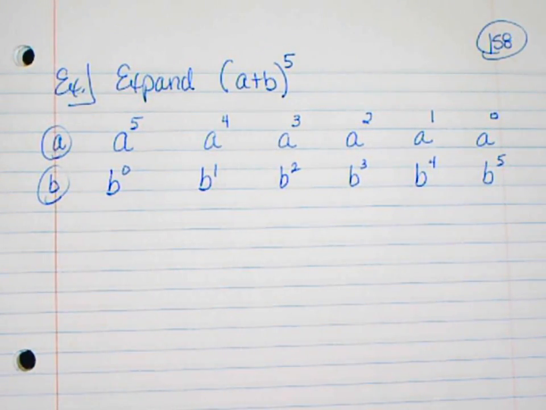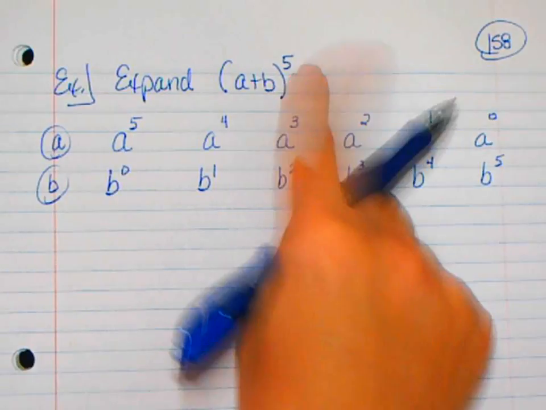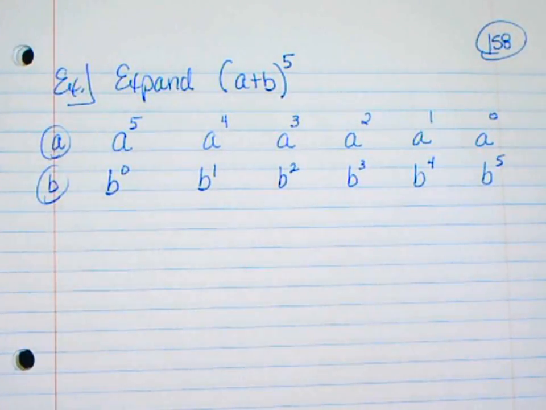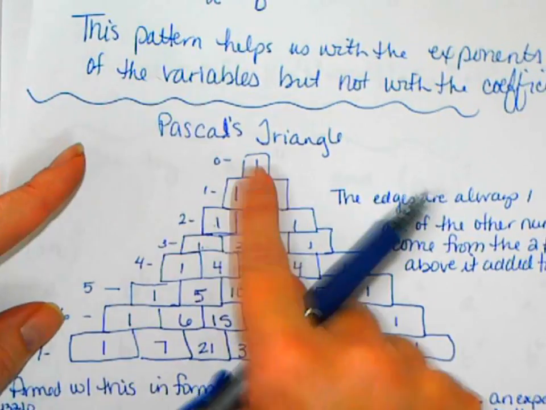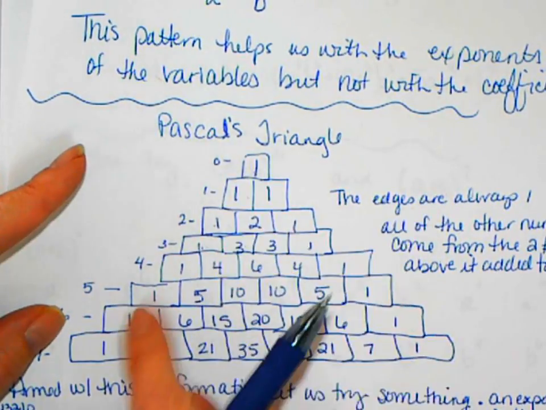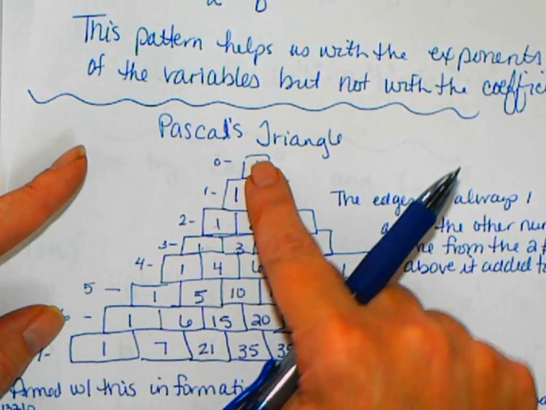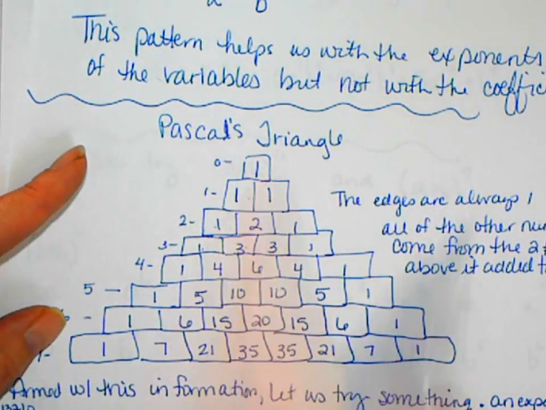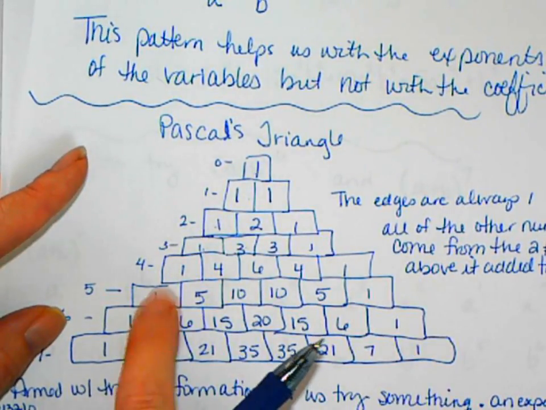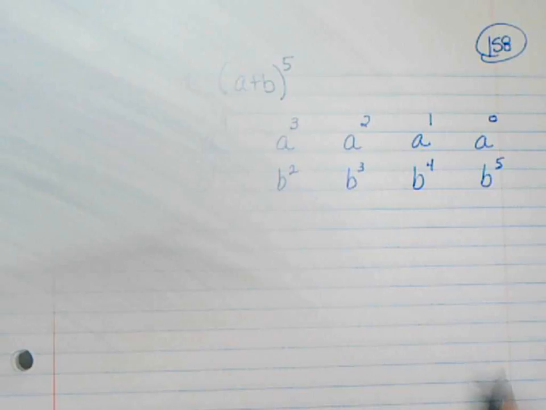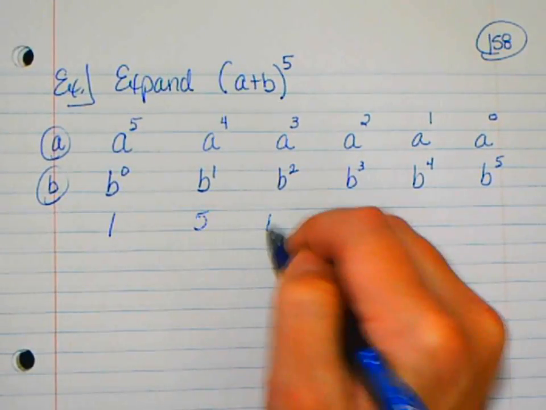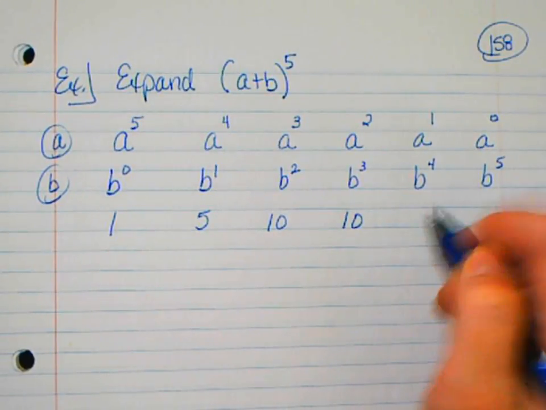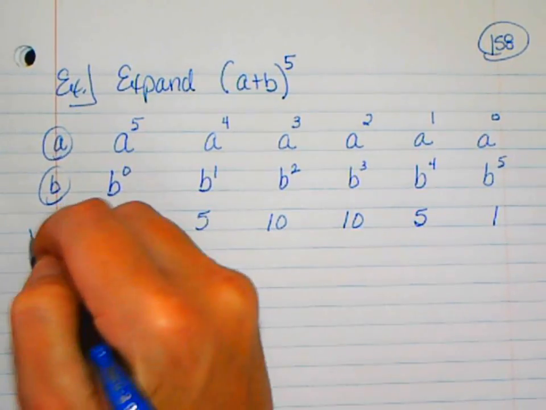And then to figure out the coefficient of each term, we have to look at the 5th row of Pascal's triangle. So my 5th row, again, if you don't start at 0, your row is always going to be 1 off. So make sure you know that first row is row 0. And then we need the 5th row: 1, 5, 10, 10, 5, 1. And that is your coefficient.